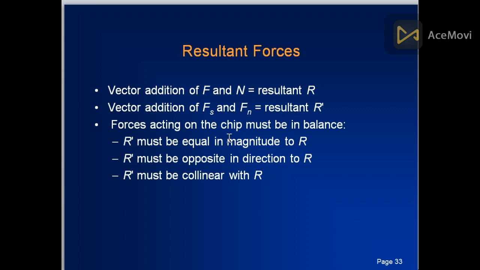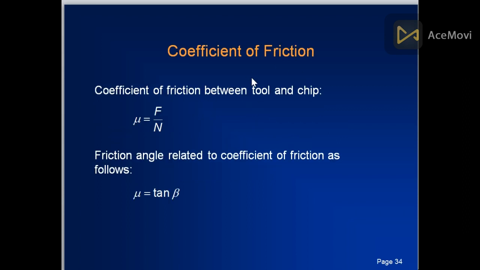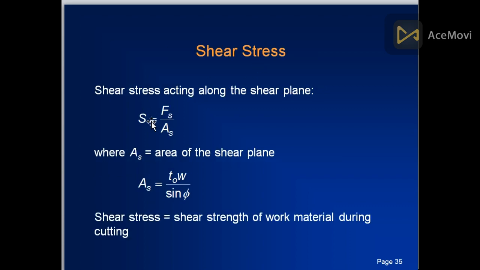These are the same things I have told you. The coefficient of friction is given by mu equal to F by N. The friction angle is related to the coefficient of friction as mu equal to tan beta. Shear stress is given by S equal to shear force by shear area, where As is given by t0, the initial thickness, times W, the width, divided by sine phi.